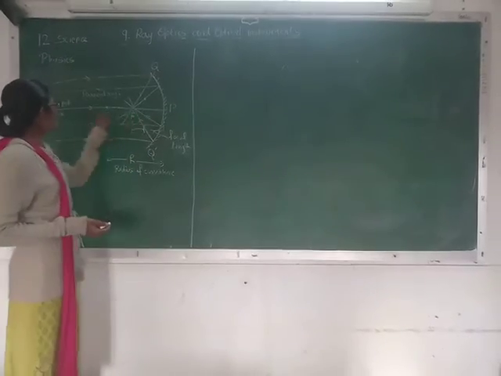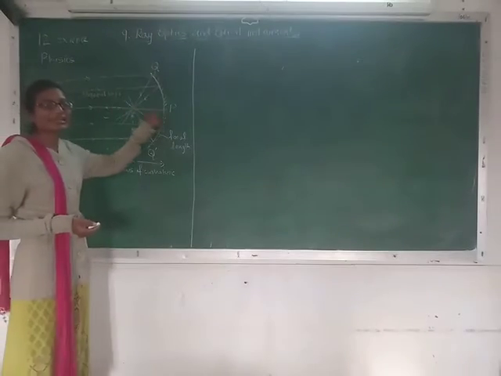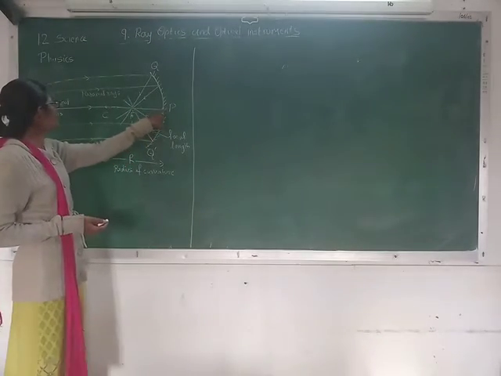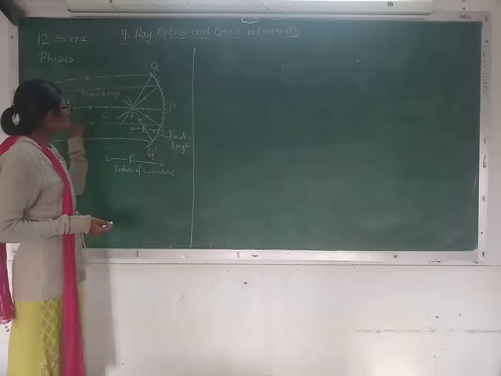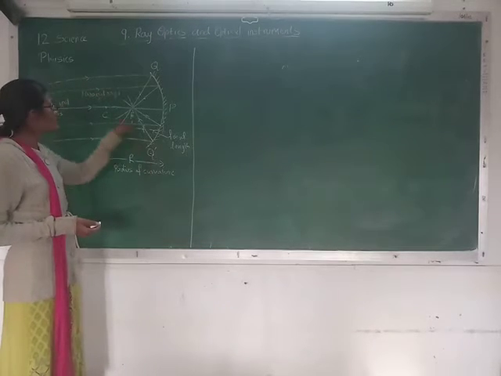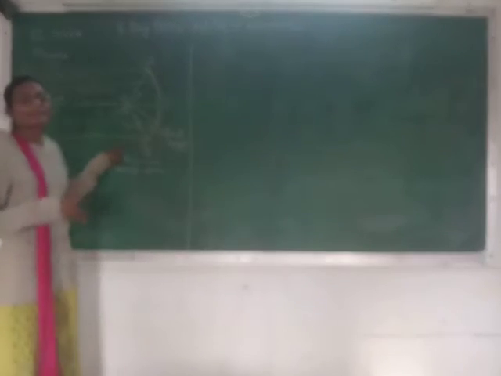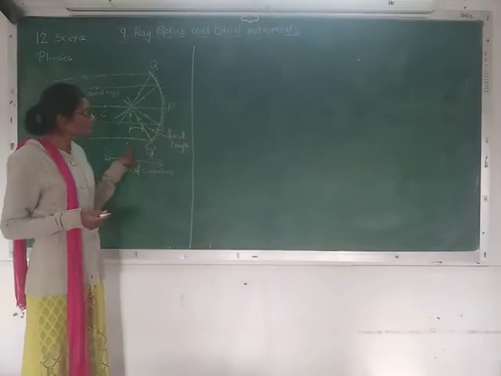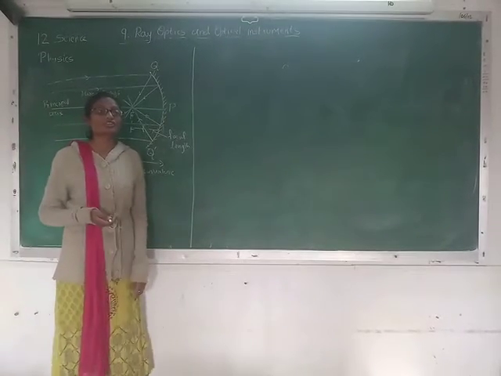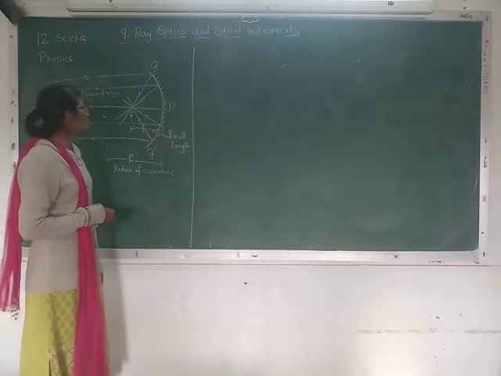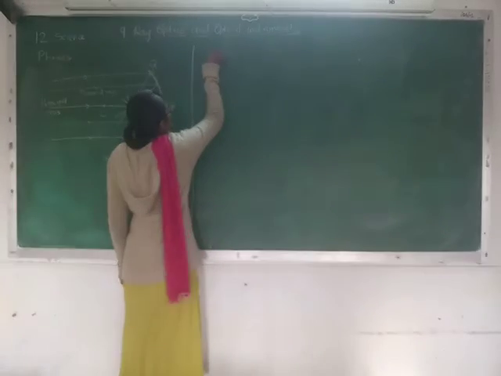And you can see the center line, the main line, that is the principal axis, and the rays that are close to this principal axis, which you can see with this yellow line, are the paraxial rays. So let us start the definition of different terms. First we will see what is center of curvature.